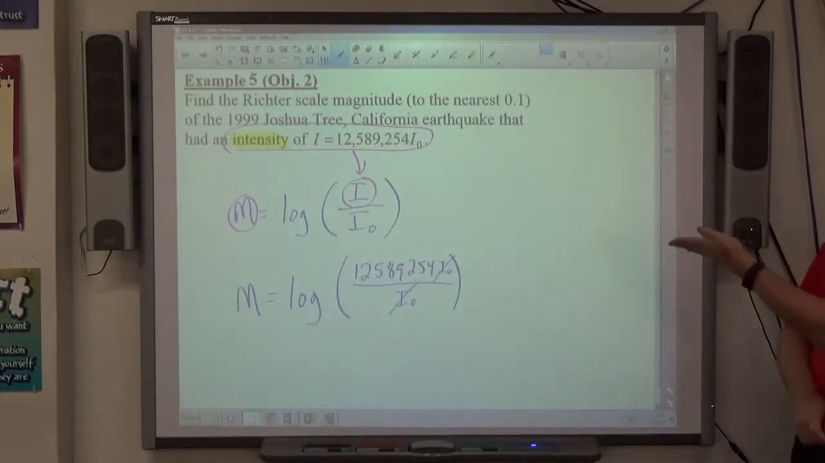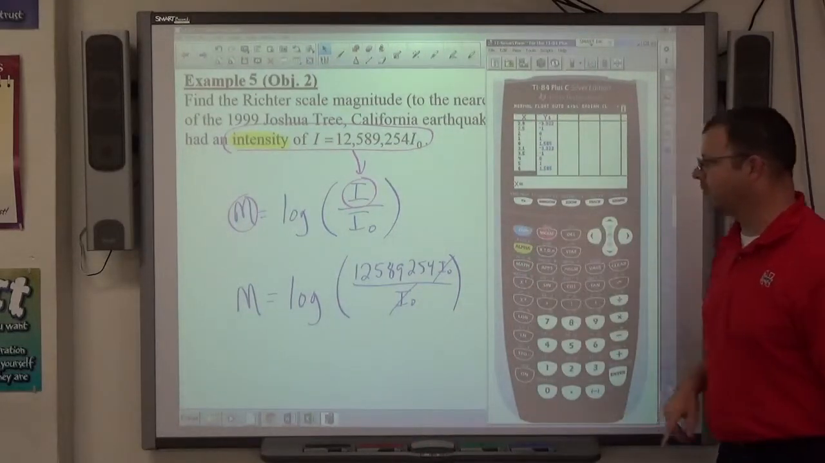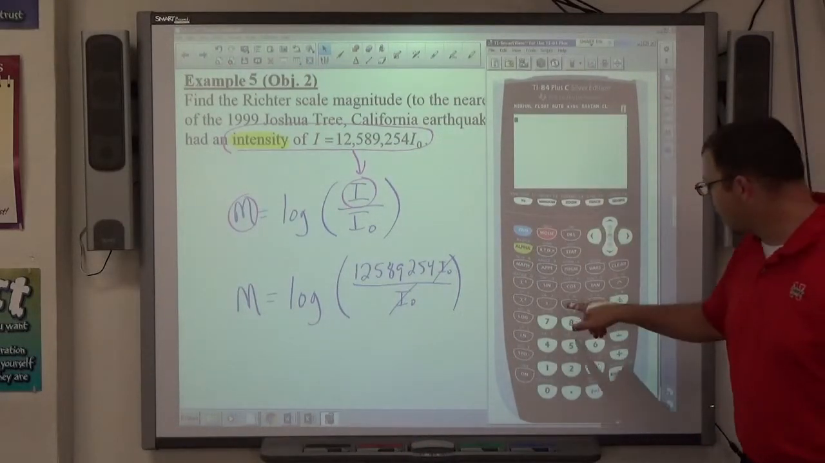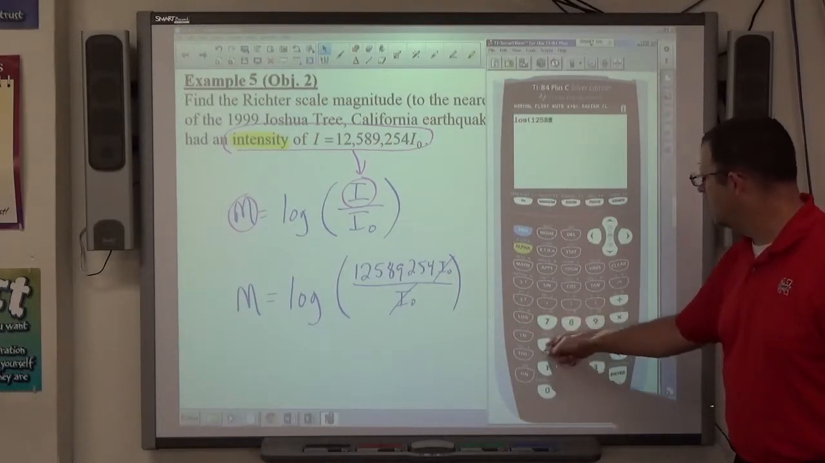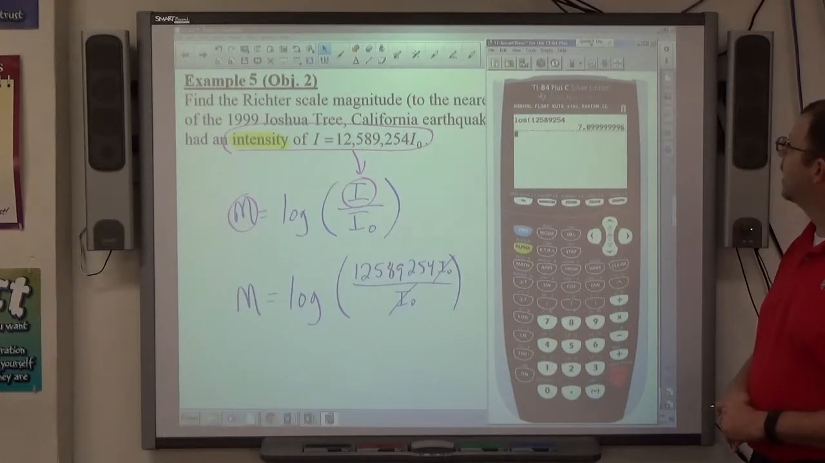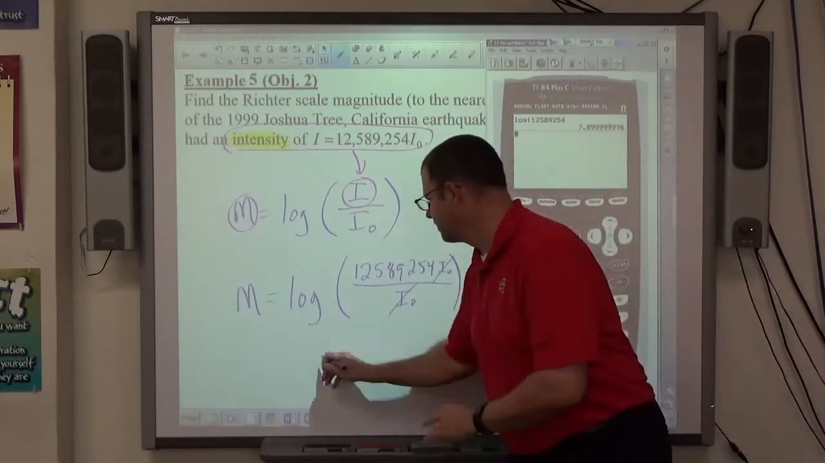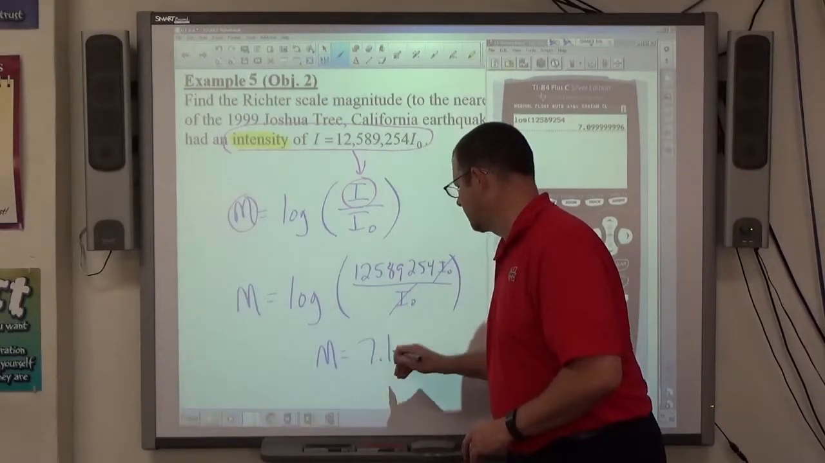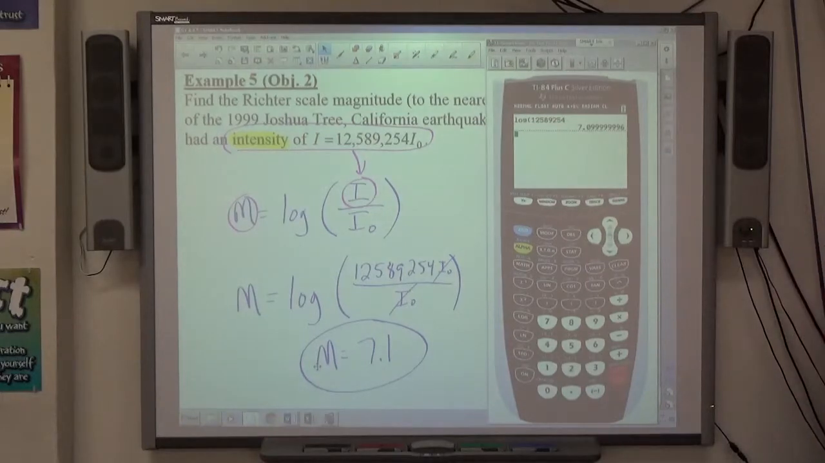So all we have to do is log that number, and our calculator knows the answer to that. I had no idea what the log of 12,589,254 is. And my calculator is pretty smart about this kind of stuff. 7.1. 7.099999996. Okay, so 7.1. Magnitude has no unit. It's just 7.1 is the magnitude.